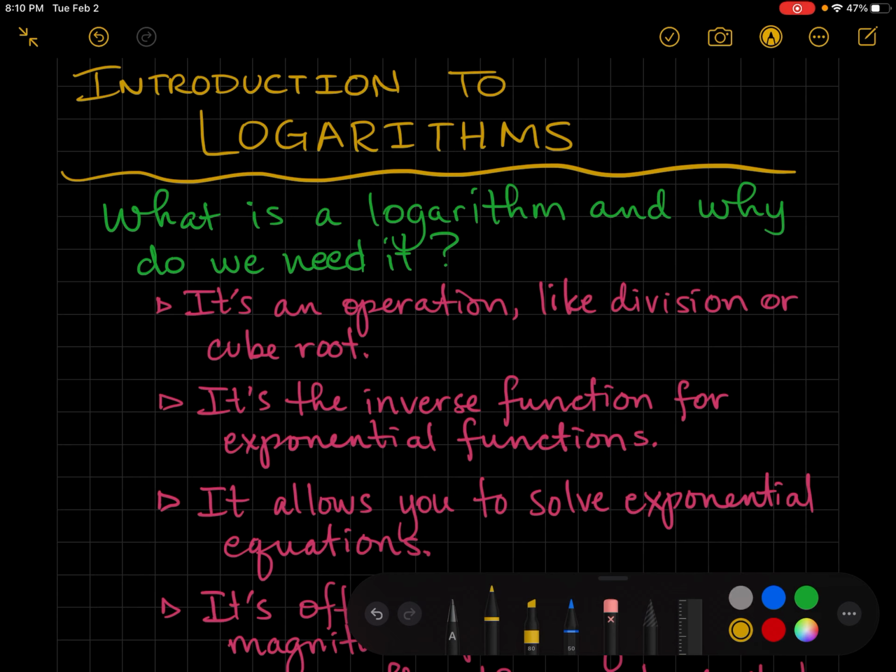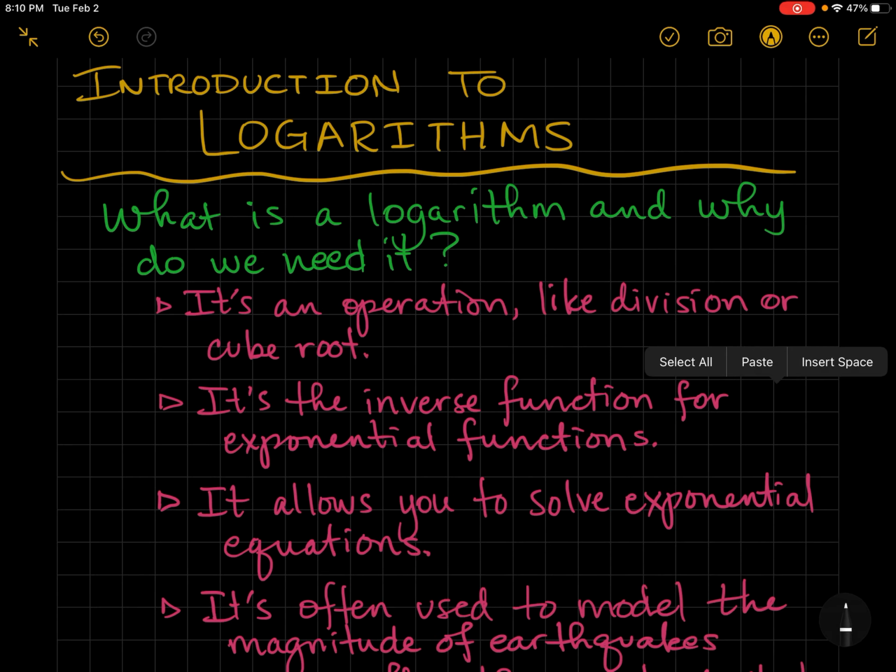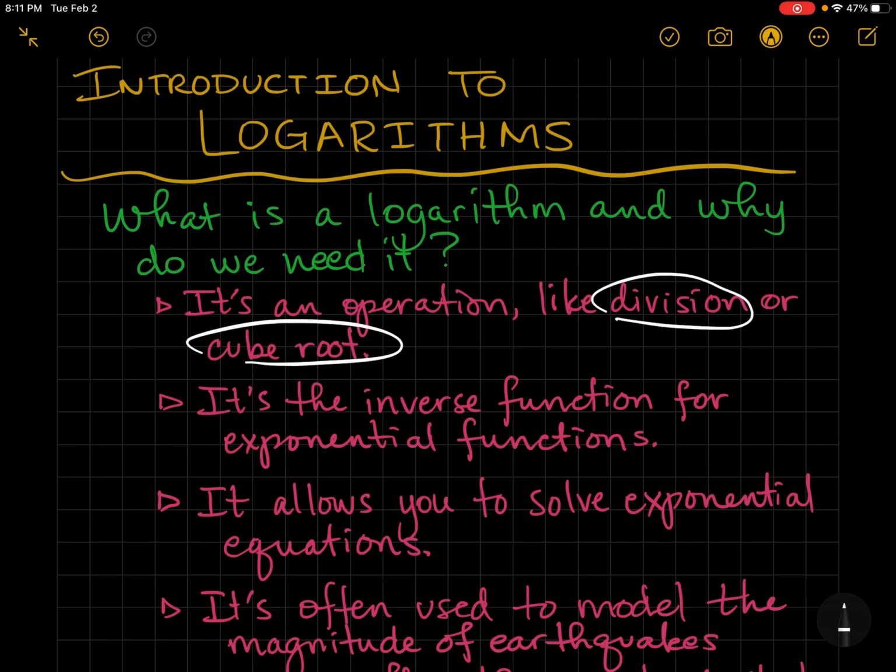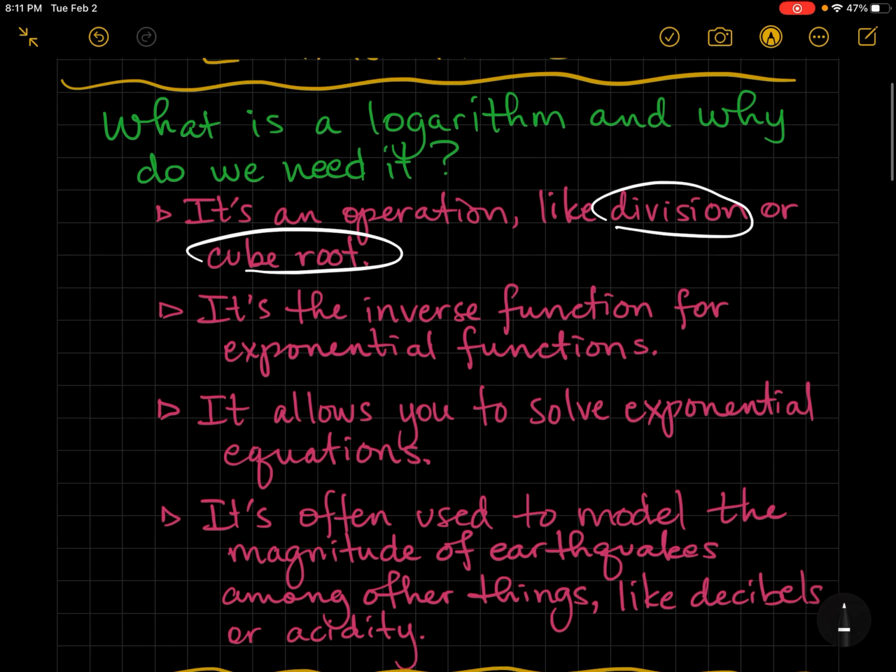And when I say an operation, we have several operations in math like division, cube root, multiplication, sine or tangent. All of these things tell you what to do to the numbers. Okay, these are operations.